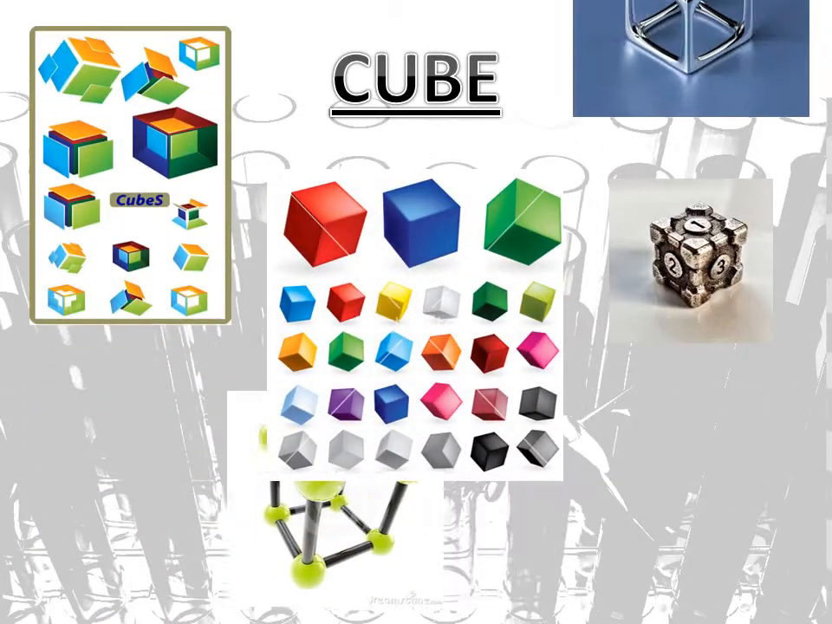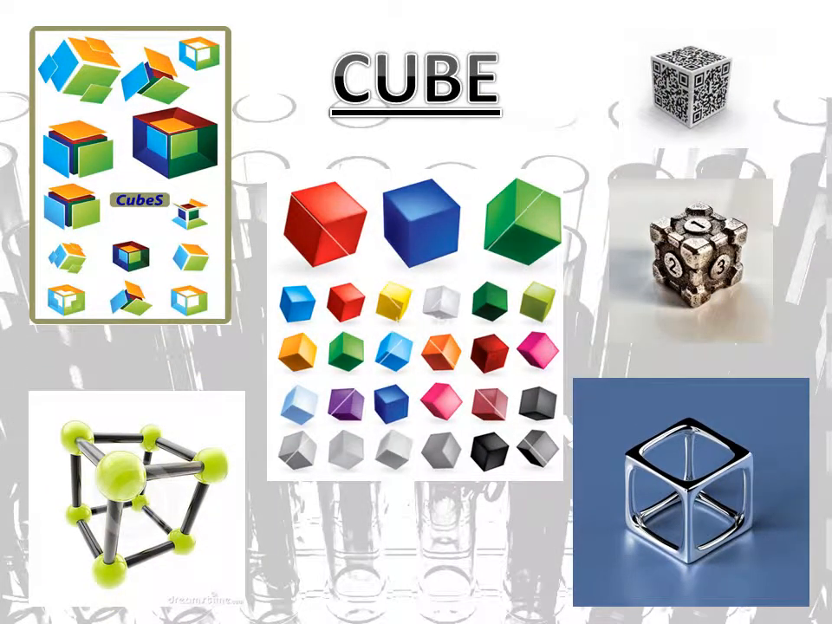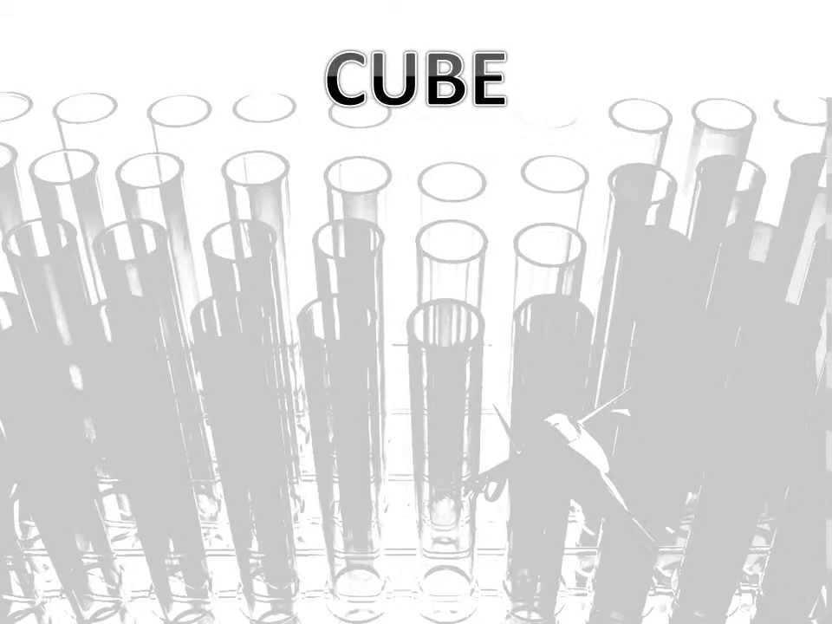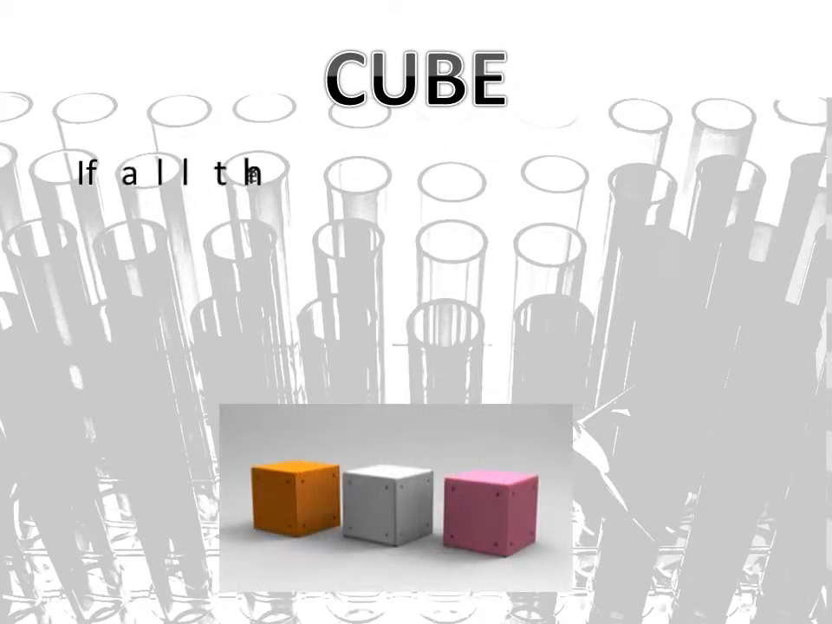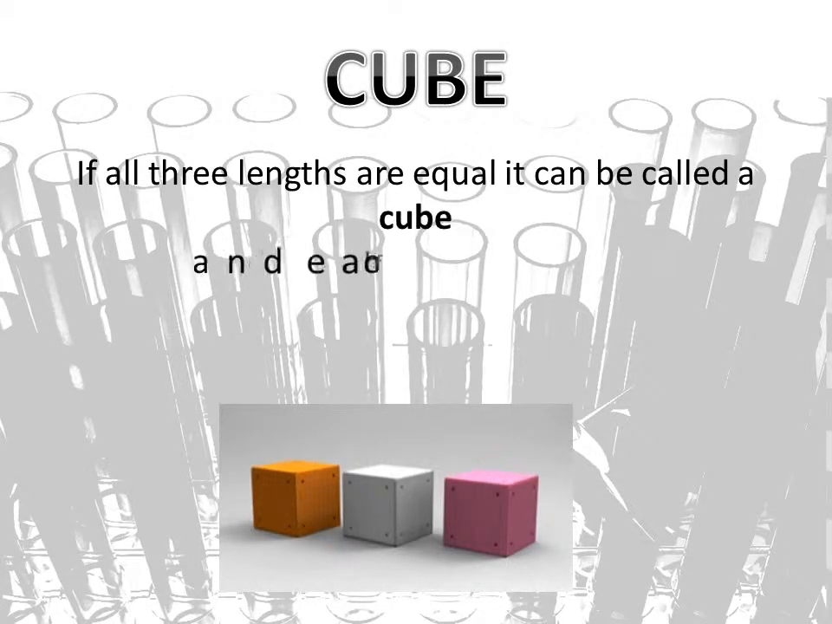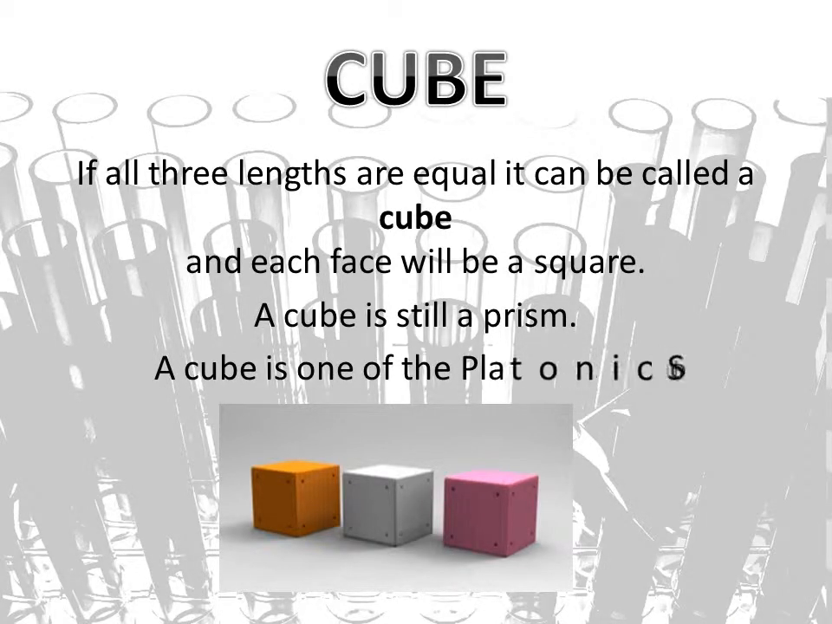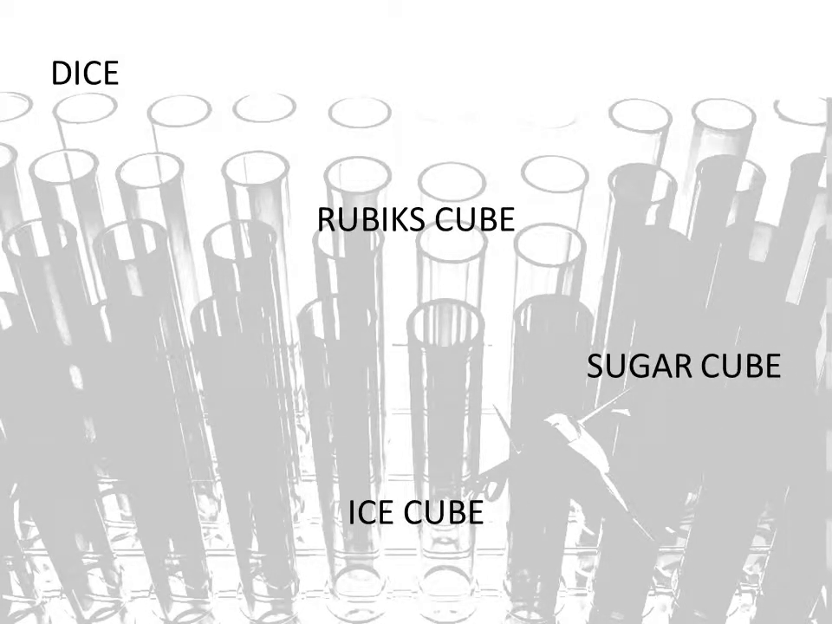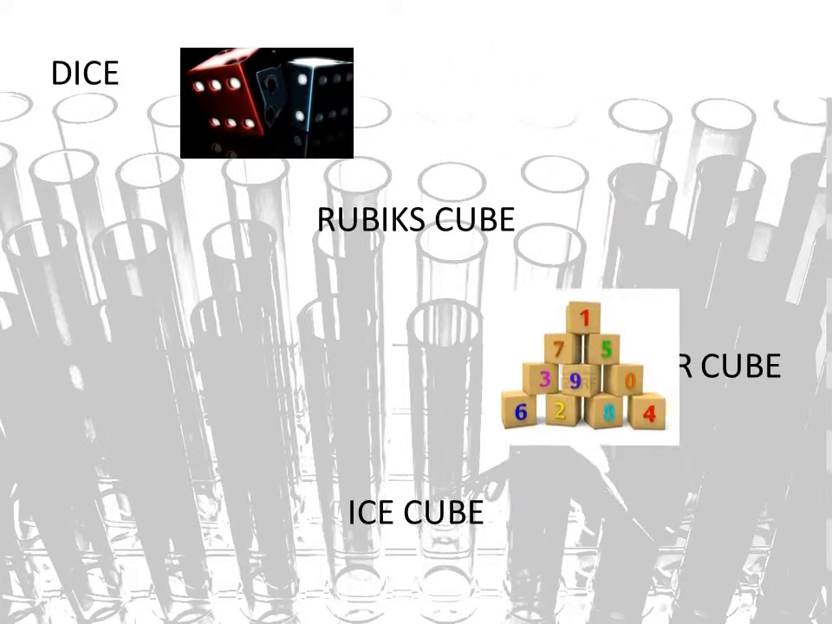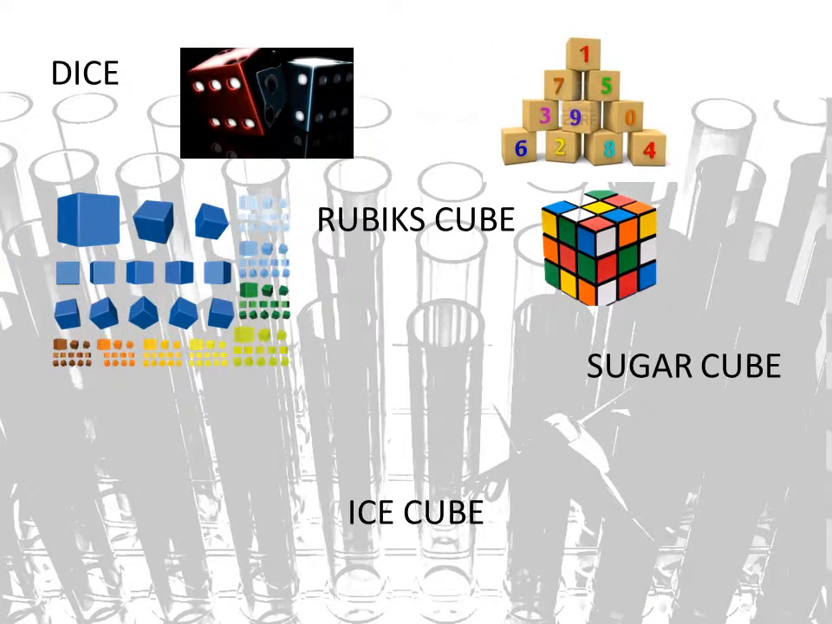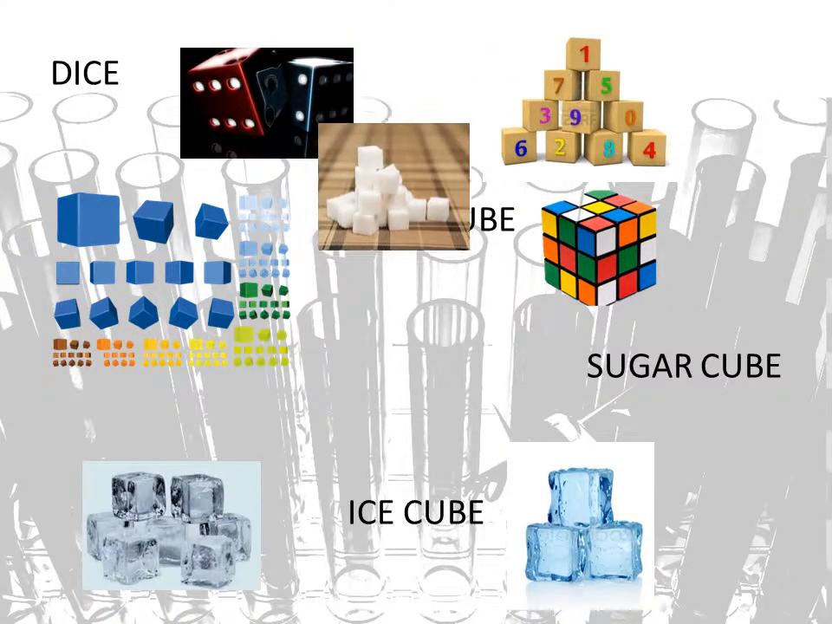A cube is a special kind of rectangular prism. All faces are squares, and all sides have equal lengths. A cube is still a prism, and a cube is one of the Platonic solids. Some examples include dice, Rubik's cubes, sugar cubes, and ice cubes.